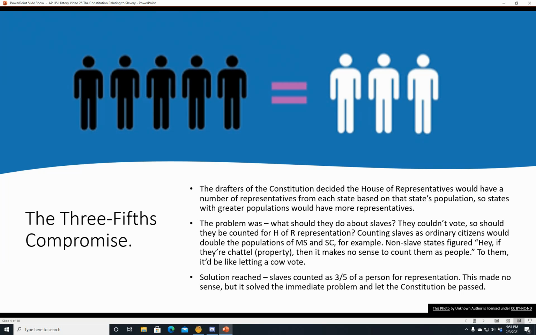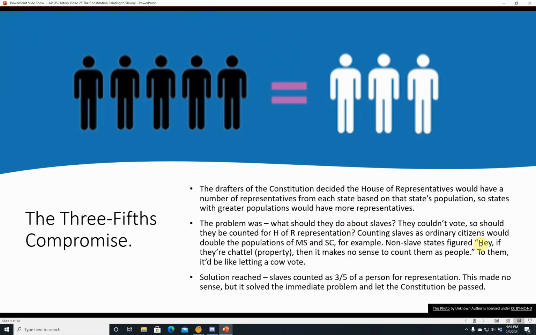So what they said was that every 5 slaves would count as 3 free people for representation purposes. Now, that was pretty good for states like Mississippi and South Carolina, because if they had just gotten a 5/5 compromise where every slave counted as a whole person for representation, then that would have doubled the population of Mississippi and South Carolina for representation purposes in the House of Representatives. But 3 for every 5 was still pretty good for those purposes.